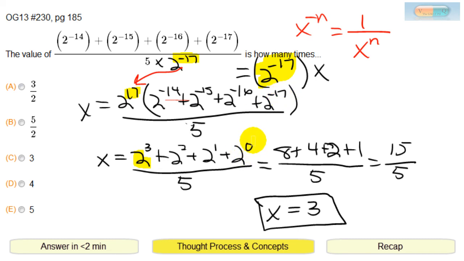Now you need to know that 2 to the 0 is the same as 1, right? 2 to the first is just 2. 2 to the second is 4. 2 to the third is 8. Add them all together, and that's 12 plus 2 plus 1, that's 15. And you're still dividing by 5, remember? You're still dividing by 5, and then that gets you 15 over 5, and x equals 3. And that's why we ended up with 3. So basically this expression is 3 times the original 2 to the negative 17th expression. So that's the answer. Answer choice C.